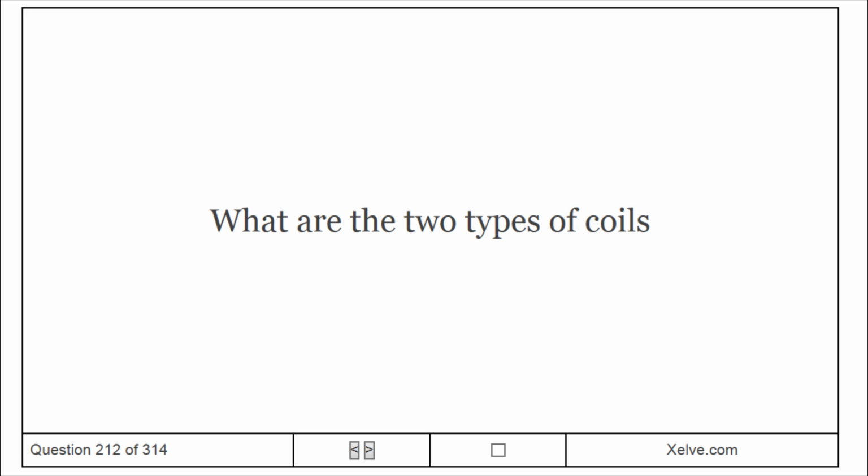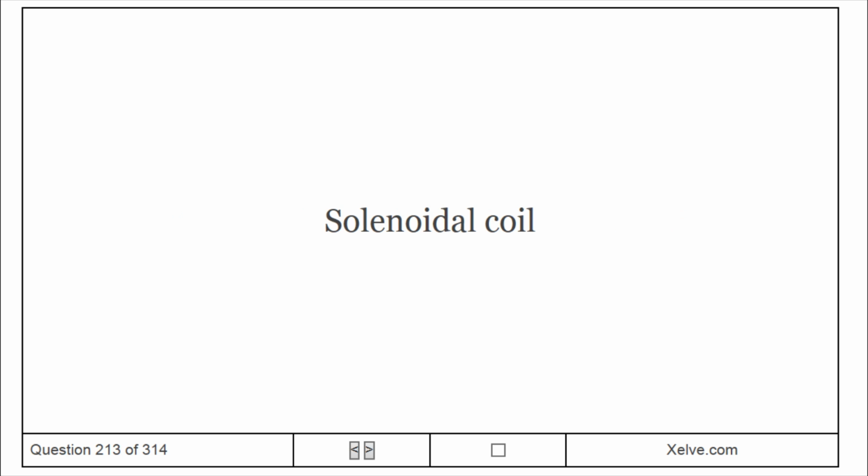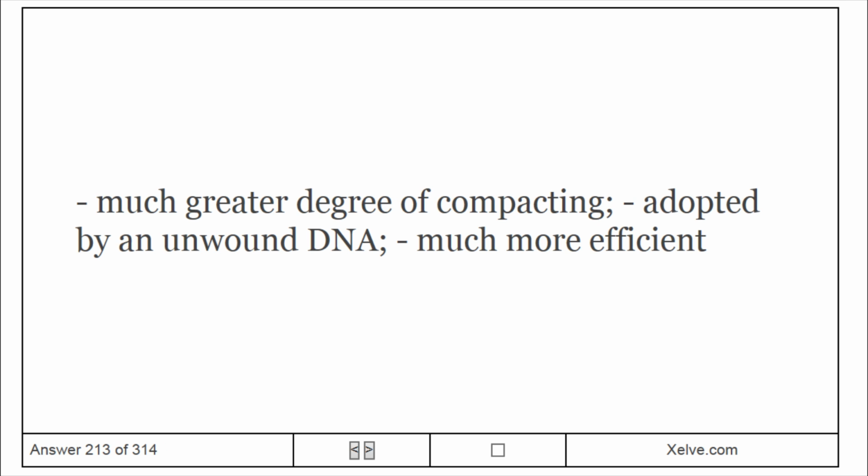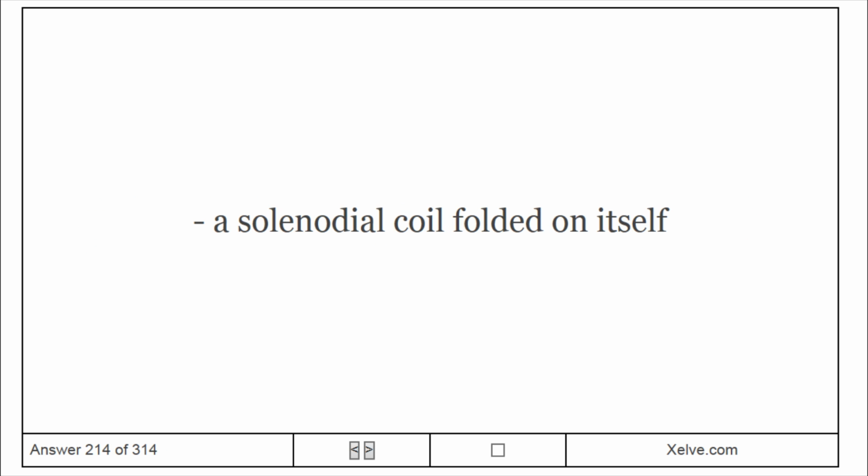What are the two types of coils? 1. Solenoidal coil. 2. Plectonemic coil. Solenoidal coil: a much greater degree of compacting, adopted by an unwound DNA, much more efficient. Plectonemic coil: a solenoidal coil folded on itself.